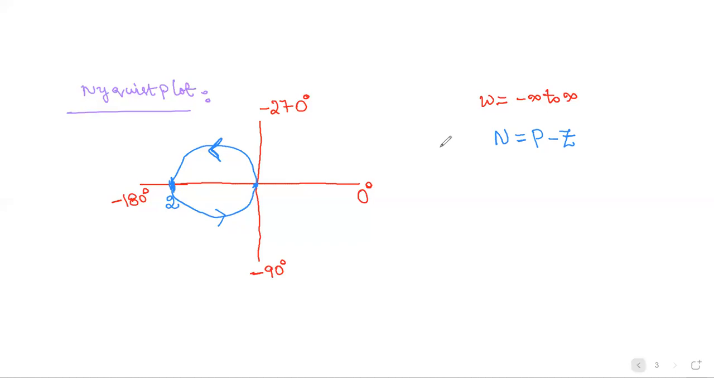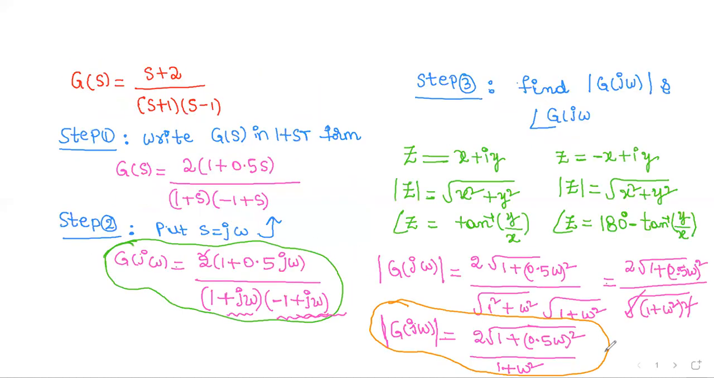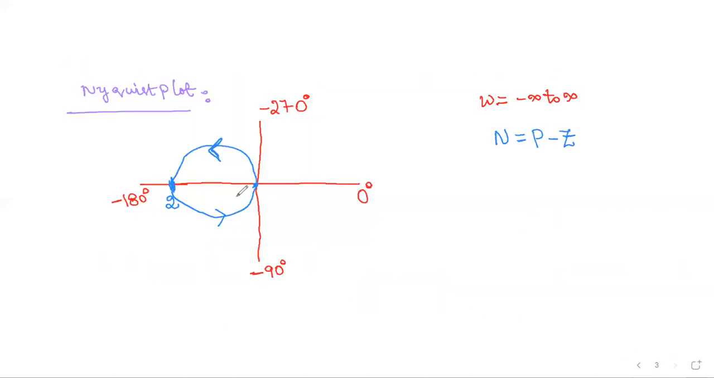So what is the problem he has given? S plus 2 by S plus 1 into S minus 1. So let us place the pole values and zero values on this plot. S plus 2 means here the zero value is at minus 2. And S plus 1 into S minus 1: S minus 1 has its pole at plus 1, and this is for S plus 1, so here one pole at minus 1.